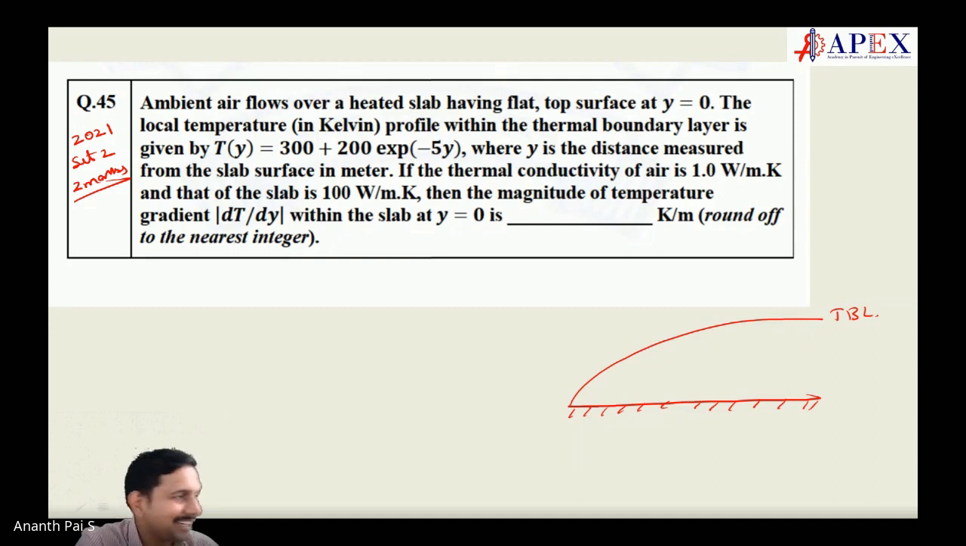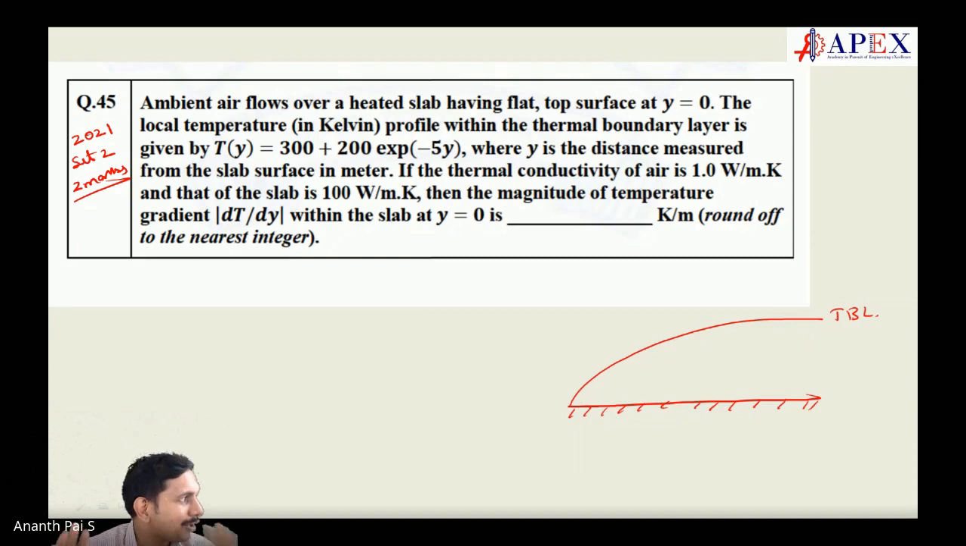Don't say T y, I will differentiate, I get the answer. No, no. That is in the air. What is it in the slab? That you have to find out anyhow. But what is it in the slab? Q is known. Exactly. Simple. See how simple it is when you understand the concepts.